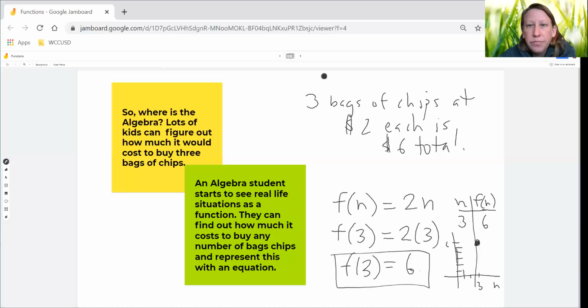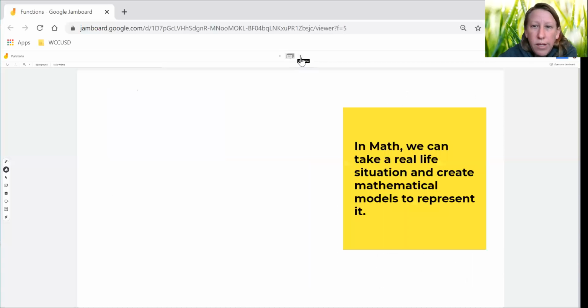Okay, kind of interesting. All right, you're going to start wrapping your brain around what kind of math problem you want to do, something that's interesting to you. I like eating Doritos, so that's interesting to me. And we're going to get more complicated as we move forward. So the biggest takeaway is in math, we can take a real life situation and create mathematical models to represent it. And the higher you go in math, the more interesting and more complicated the mathematical models become.